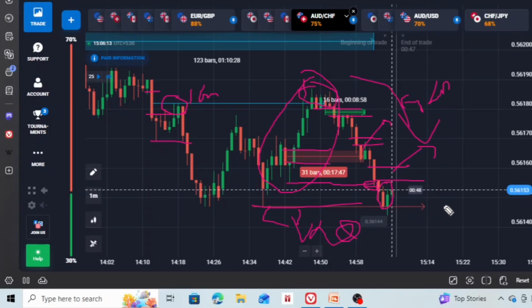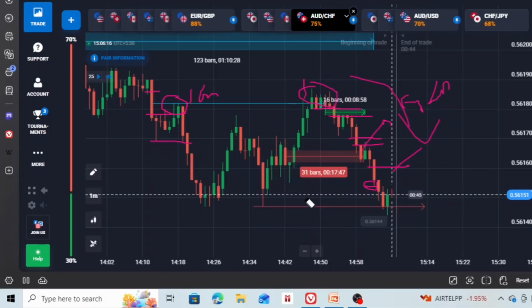This is the liquidity level. So that's the reason we placed our break. This is the winning break.